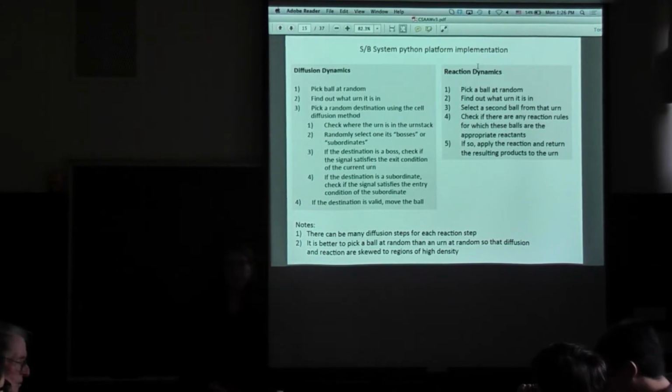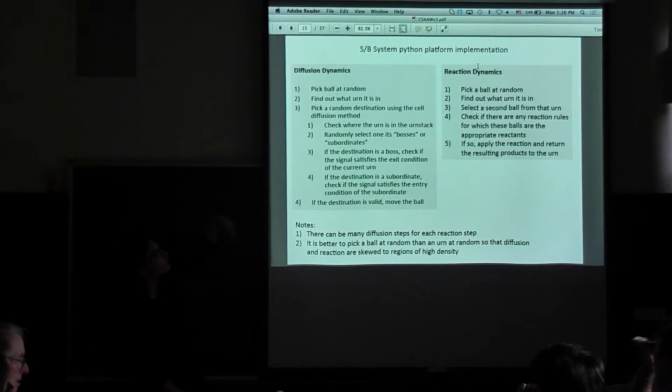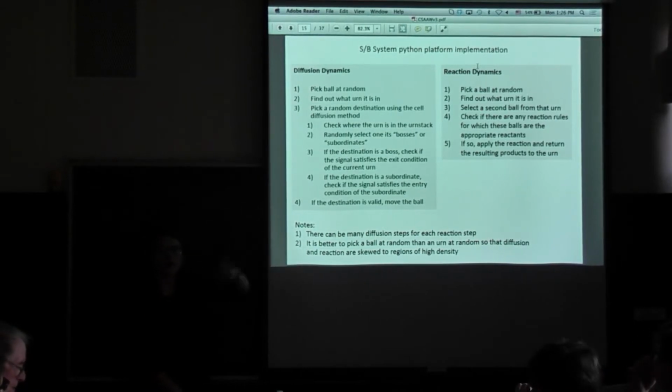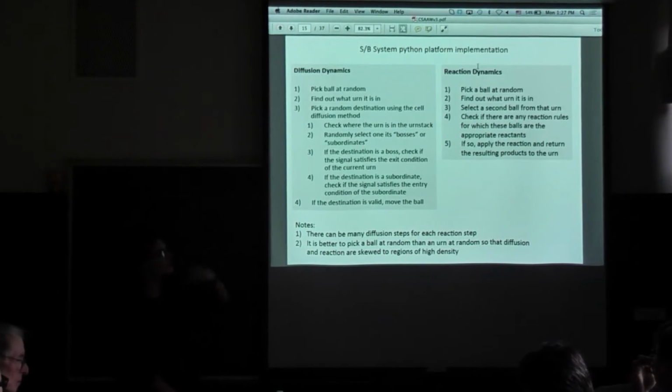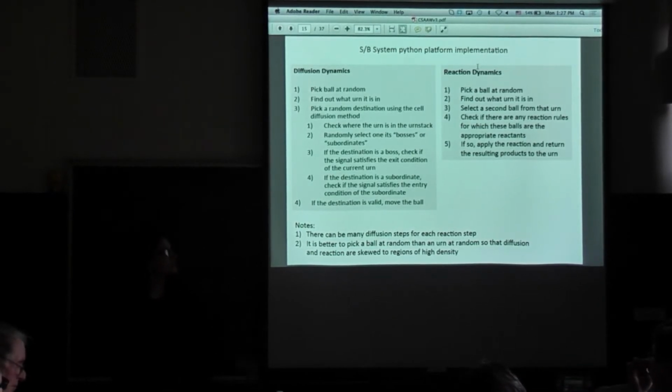Okay, so let's quickly discuss the reaction and diffusion dynamics. For the diffusion dynamics, I pick a ball at random, I find out what urn it's in, and then I pick a destination using that urn's diffusion method, using the cell diffusion method. So if I'm trying to go out, I look at the exit, and you check where the urn is in the urn stack, and you randomly select one of its balls. If the destination is boss, check if the signal satisfies the exit condition of the urn. If the destination is subordinate, check if the signal satisfies the entry condition of the subordinate. If the destination is valid, you are allowed to move the ball.